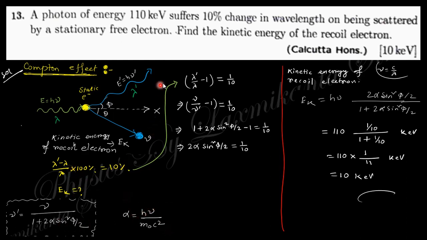So this can be written like that. Lambda and nu are inversely proportional, so lambda prime by lambda can be written as nu by nu prime. From this relation, nu by nu prime is nothing but 1 plus 2 alpha sine square phi by 2. So you will get this value, and this will be used in the expression. The kinetic energy of the recoil electron is h nu times that, and this value is just 1 by 10. If you put it in, you will get 10 keV. I think that is clear. Next question.